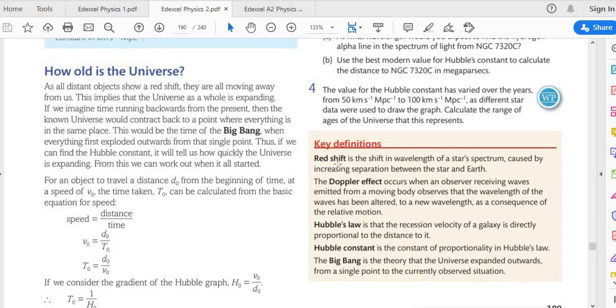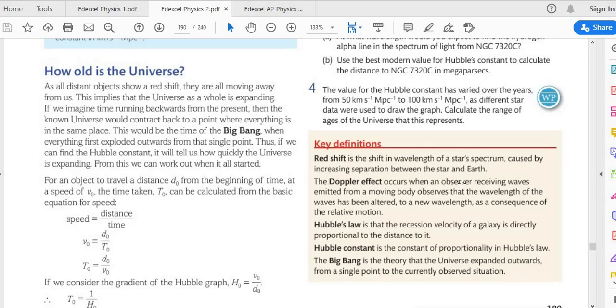Okay, we will also learn the details about redshift. Redshift is the shift in wavelength of a star spectrum caused by increasing separation between the star and the earth. So what is happening in the case of the star? The star is moving away from us for there to be a redshift. Again, increasing separation between the star and the earth. So if the star is moving away from the earth, or in other words, moving away from us, it is towards the red end of the spectrum. You learned the acronym ROYGBIV, the colors of the rainbow, the spectrum of white light. On the long wavelength side, you have the red. On the short wavelength side, you have the blue, indigo, and violet.